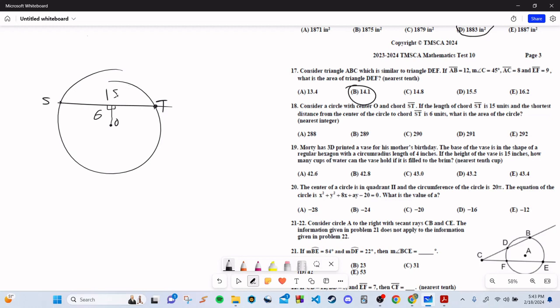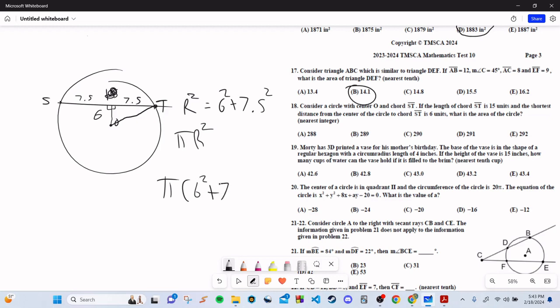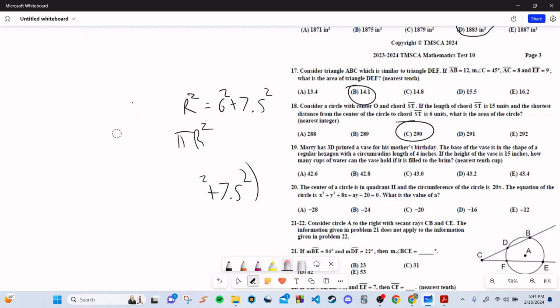Easy question. So we can get the radius of the circle immediately. If we halve the side length, this is 7.5 and 7.5. So I can just do Pythagorean to get r squared. The area is pi r squared. So again, r squared is going to be 6 squared plus 7.5 squared. I can just do pi times 6 squared plus 7.5 squared. And that comes out to 290. So answer choice C. So that's a pretty easy circular geometry question.